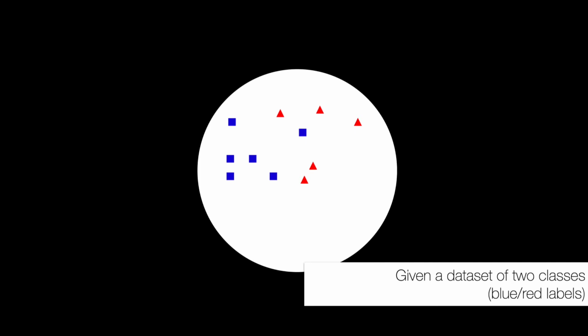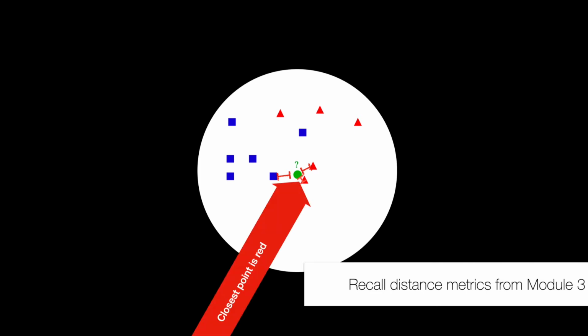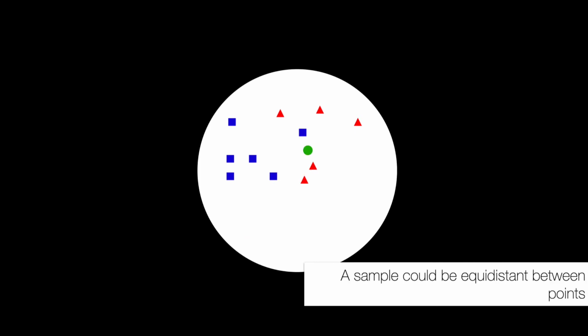We can see this graphically. So given some data set of blue and red labels, we have some new data point, that's the green point here, and we want to evaluate, well, should this be a blue square or a red triangle? So we can use our distance metrics from module 3 to actually find the nearest neighbor, the closest data point to this new unseen data point. And we see that the closest data point here is red. Maybe we assign it the red label.